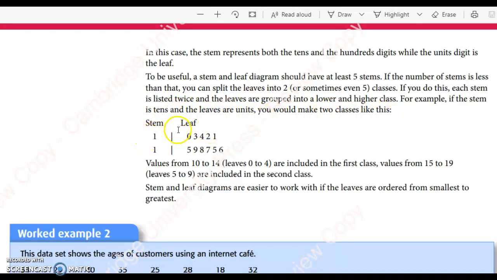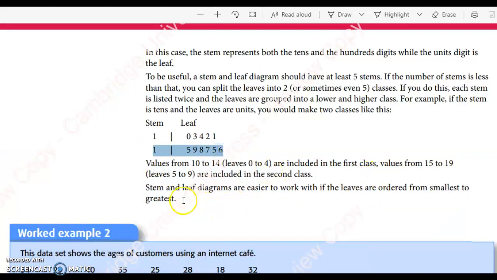For example, the data is 10, 13, 14, 12, 11, 15, 19, 18, 17, 15, and 16. All of the numbers are in the tens. The values from 10 until 14 you make into the first stem, and the others you make into the second stem and leaf.